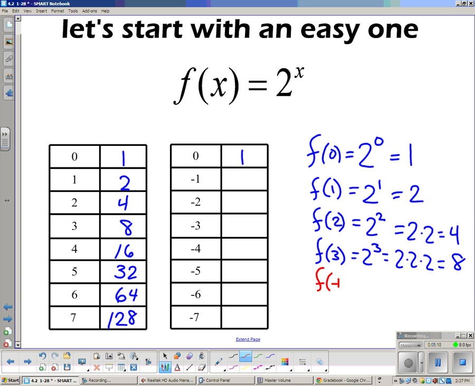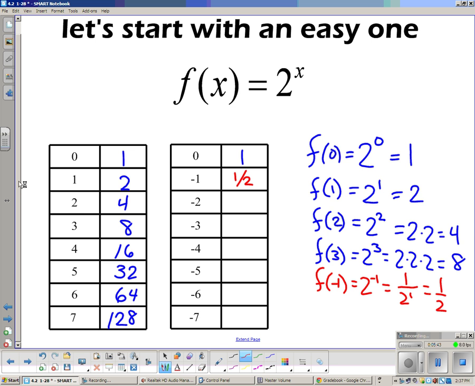So plug in a negative 1, it's 2 raised to the exponent negative 1. And anytime that we have a negative exponent, we have to do the reciprocal of the power. So we have 1 over 2 to the 1st power, and now it becomes a positive exponent. And that's simply 1 over 2.